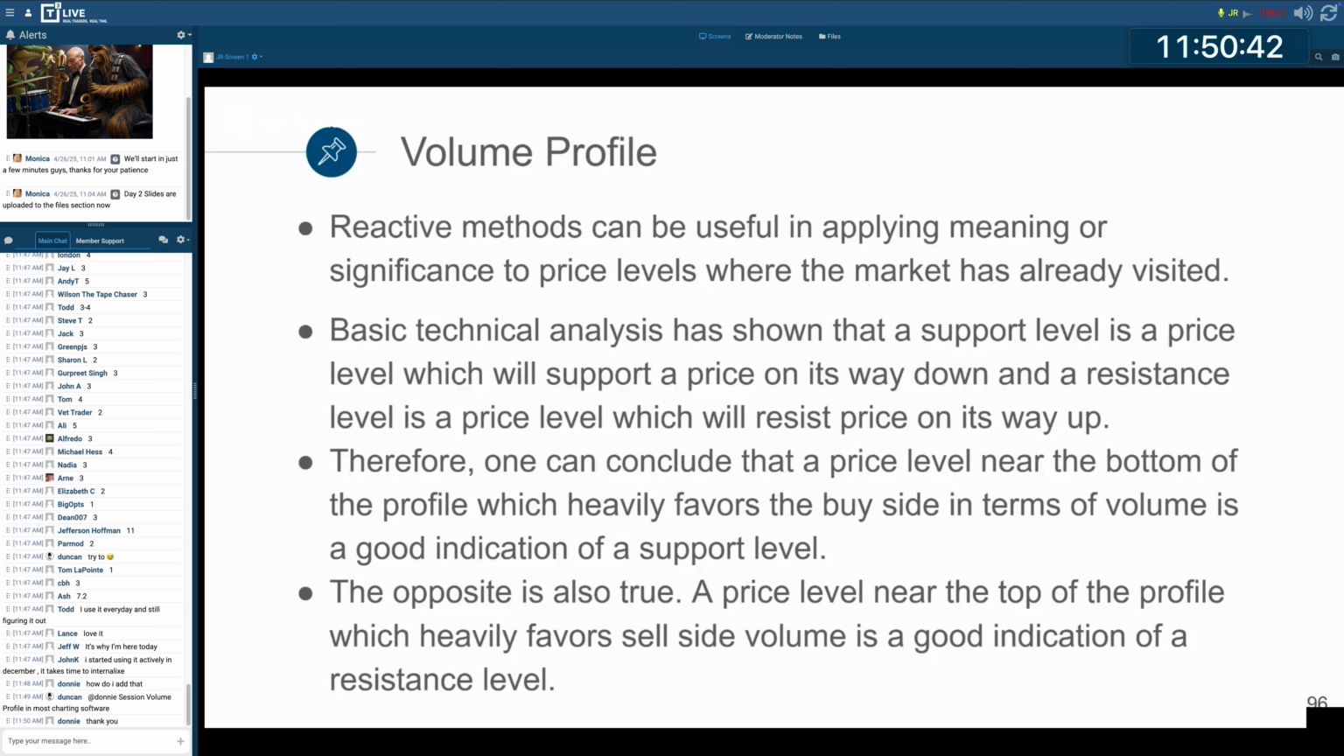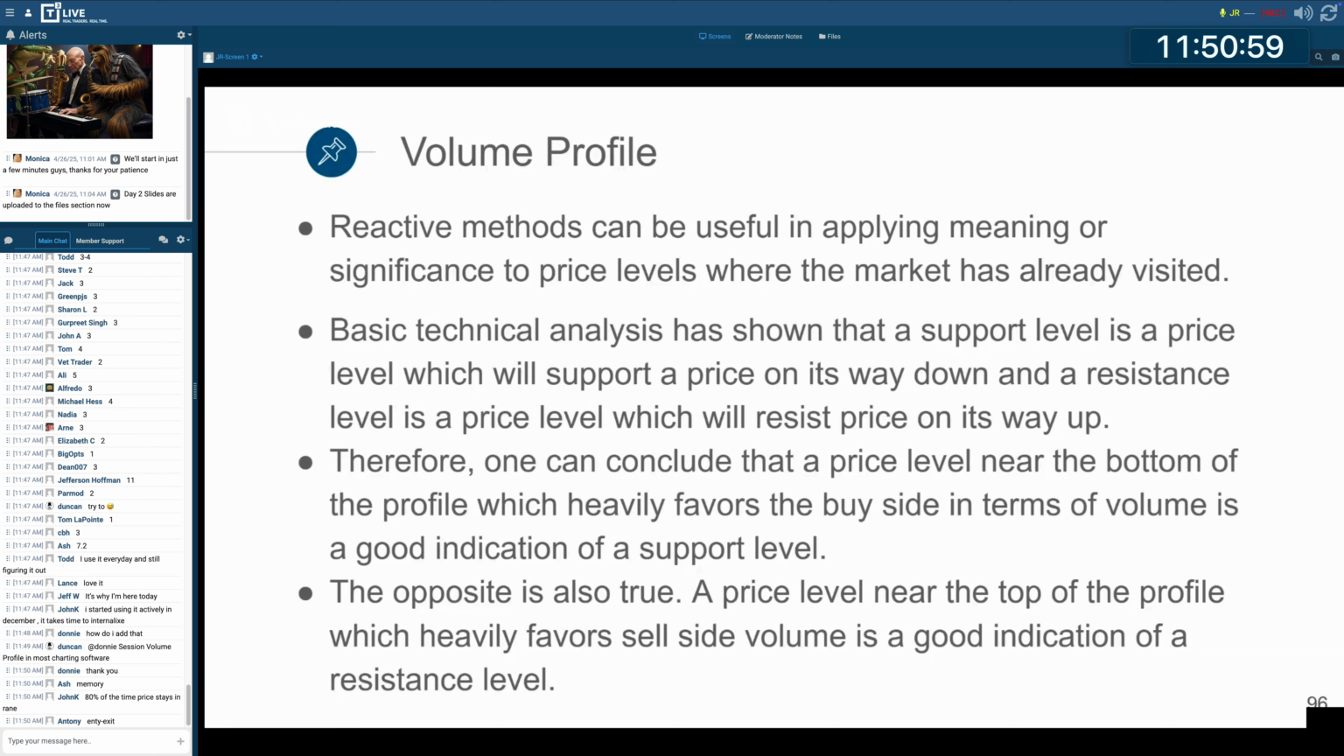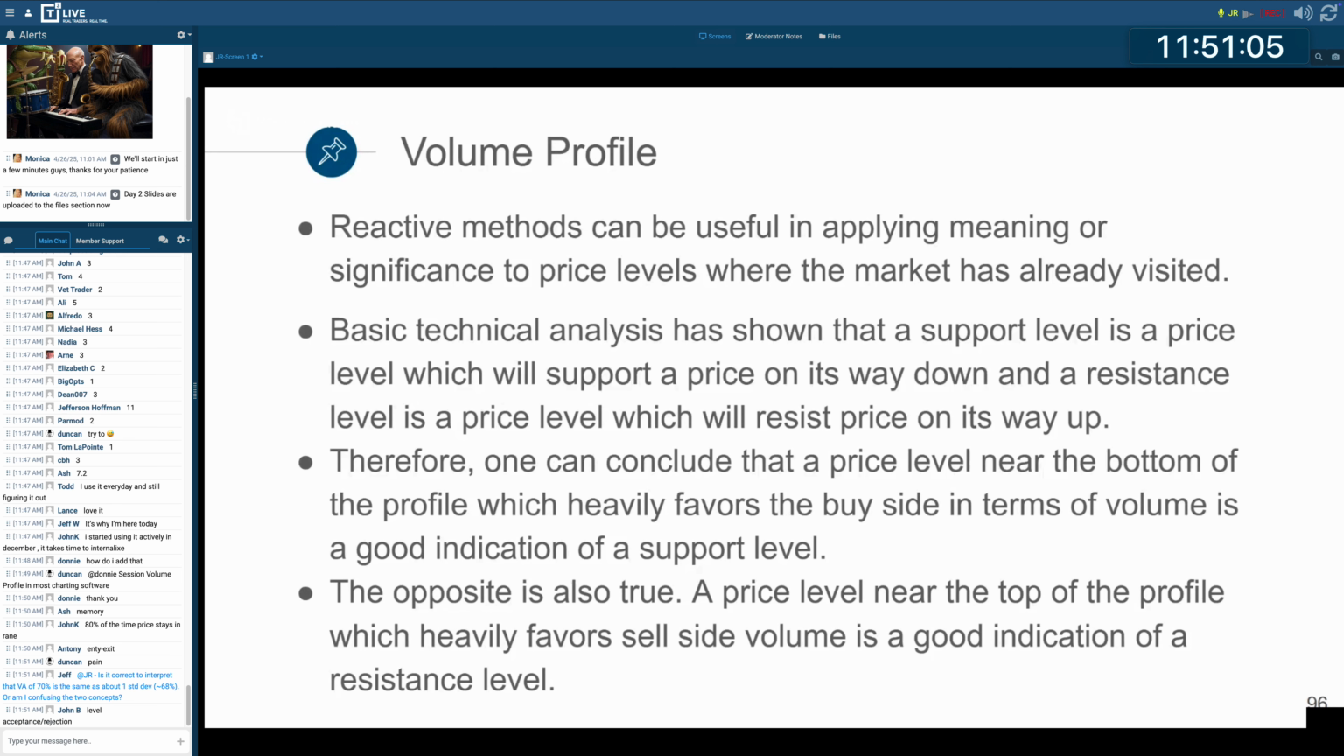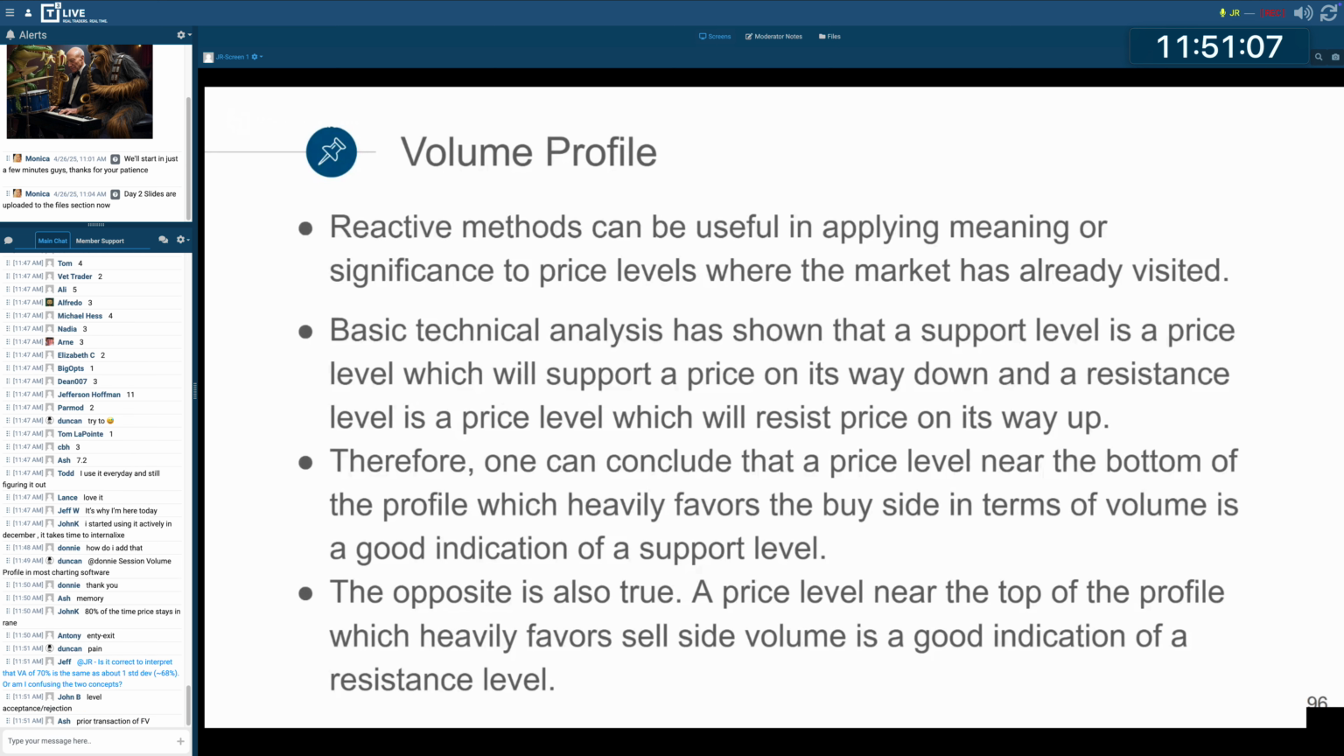Why is it true that reactive methods can be useful in applying the meaning or significance of price levels where the market has visited? Well, how is that important? What do you guys think? The market has memory, but it has a memory of what, Ash? Well, I would say that the thing it has a memory of is behavior, price behavior at those levels, right?